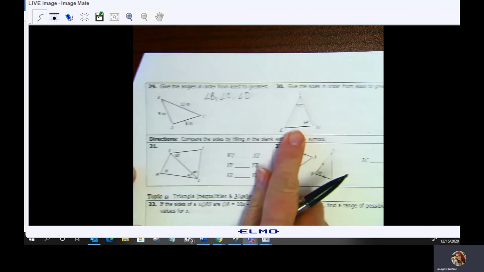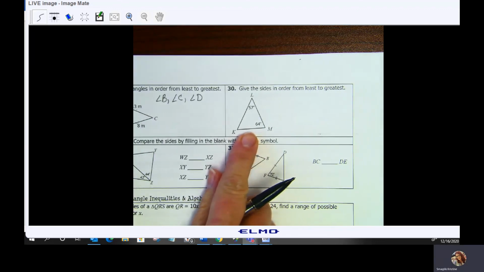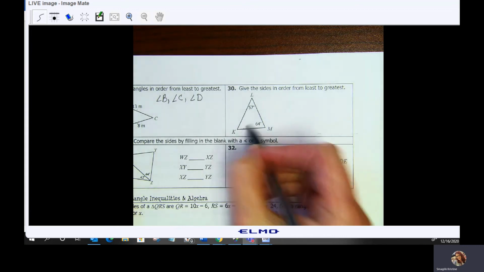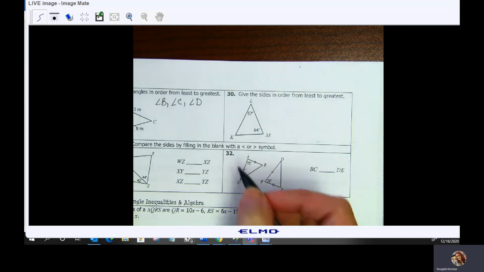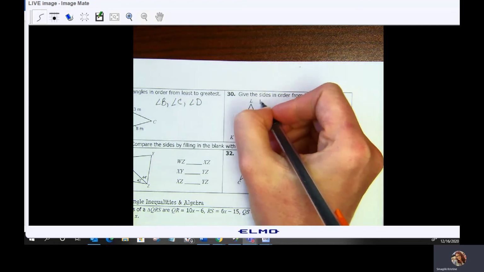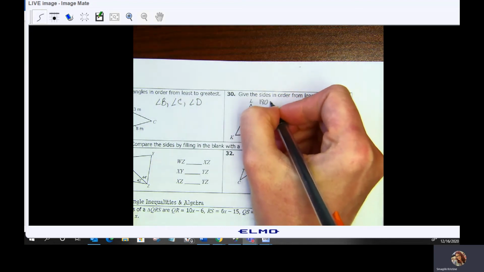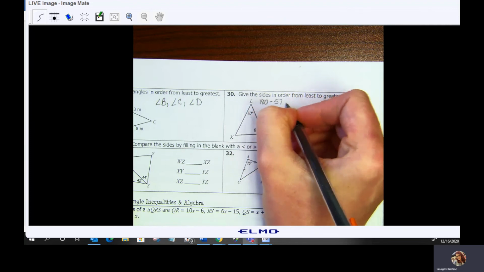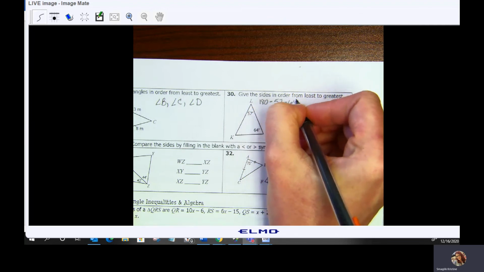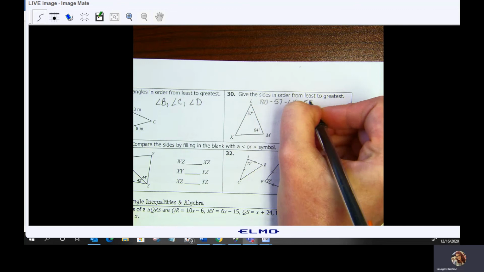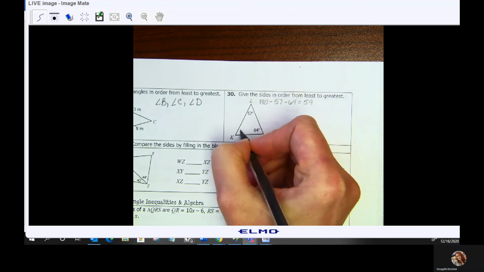And now 30, let's go the other way. Now notice we're missing an angle measure, but we know that the sum of the angles of a triangle equals 180 degrees. So if you grab a calculator, 180 degrees minus 57 minus 64 gets you 59.